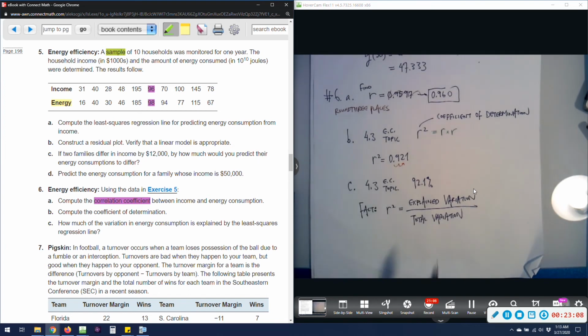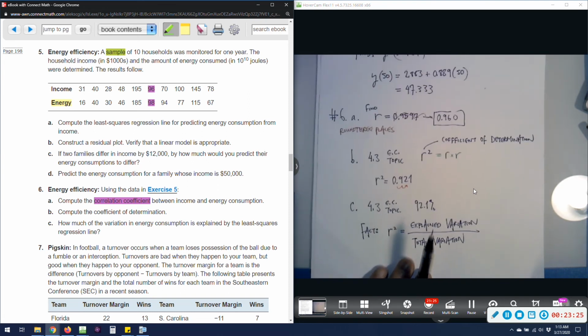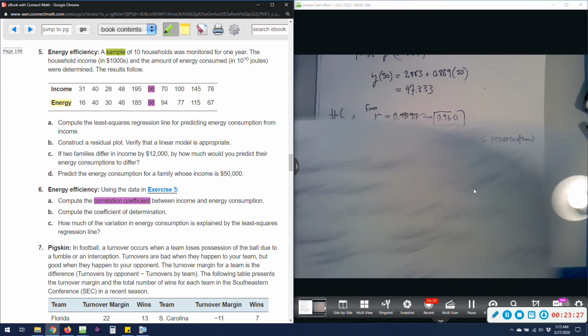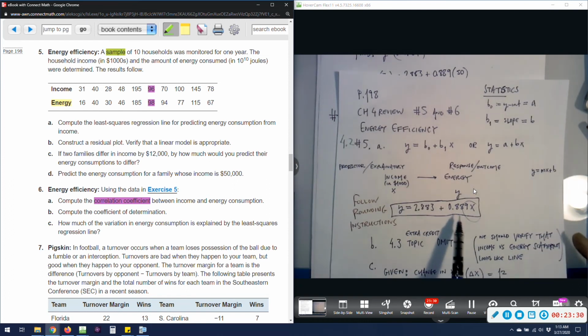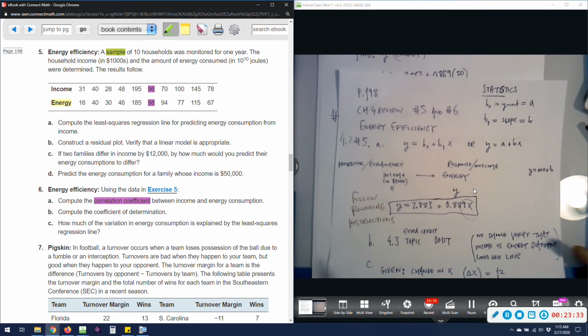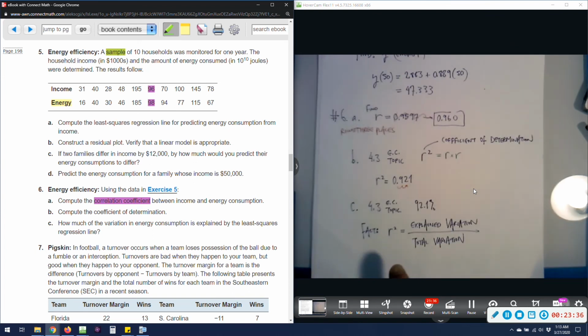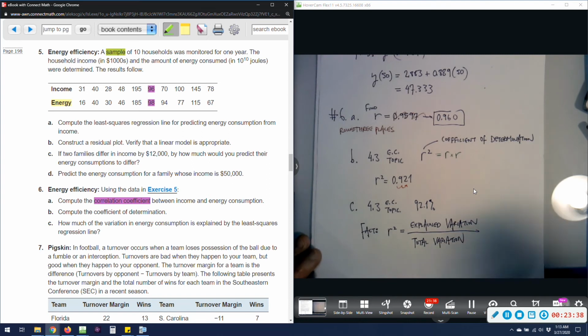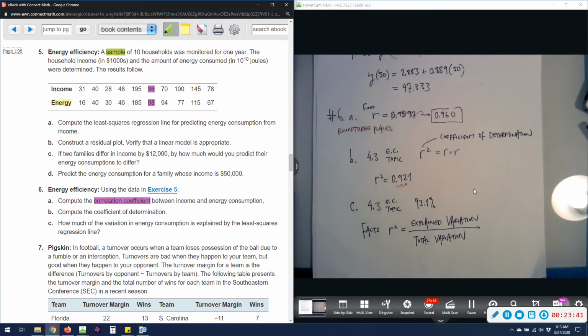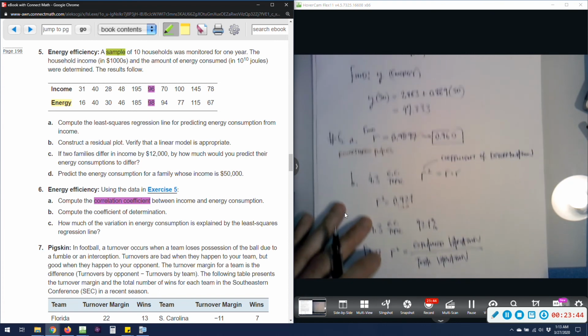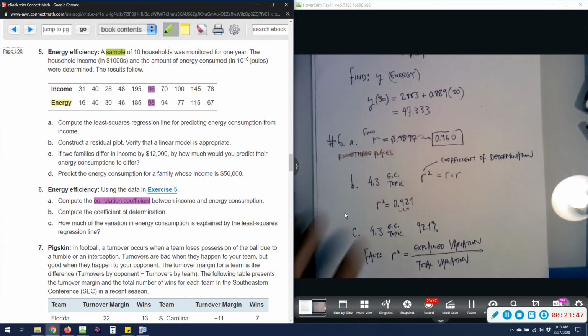And this variation has to do with the variation between the y's for a given x. Some of it is explained by that least squares regression line, by this equation here, y equals b0 plus b1x, or a plus bx. Some of it's explained by this, but some of it's not. So anyway, look at 4.3 or another video later on for the explanation of this. But that's it for now. We've just finished all 7 parts, these 2 questions here.